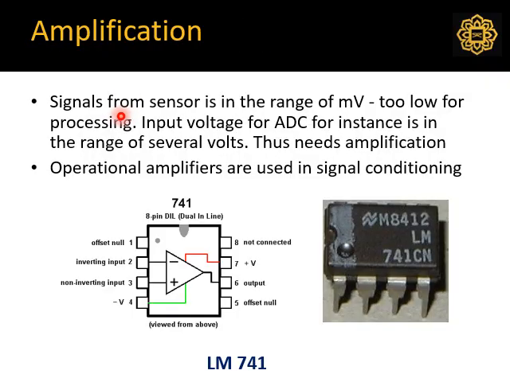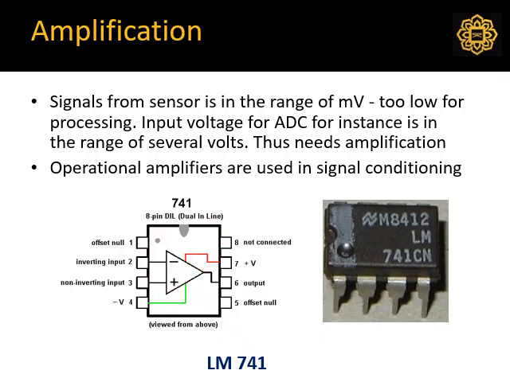For amplification, most of the time we use the op-amp circuit. A basic op-amp circuit looks like this. This is an op-amp chip. Inside it there are many transistors and other components. The schematic of an op-amp looks like this: a triangle with an inverting input and a non-inverting input, and various other outputs and inputs as well. This is a typical op-amp chip, the LM741.